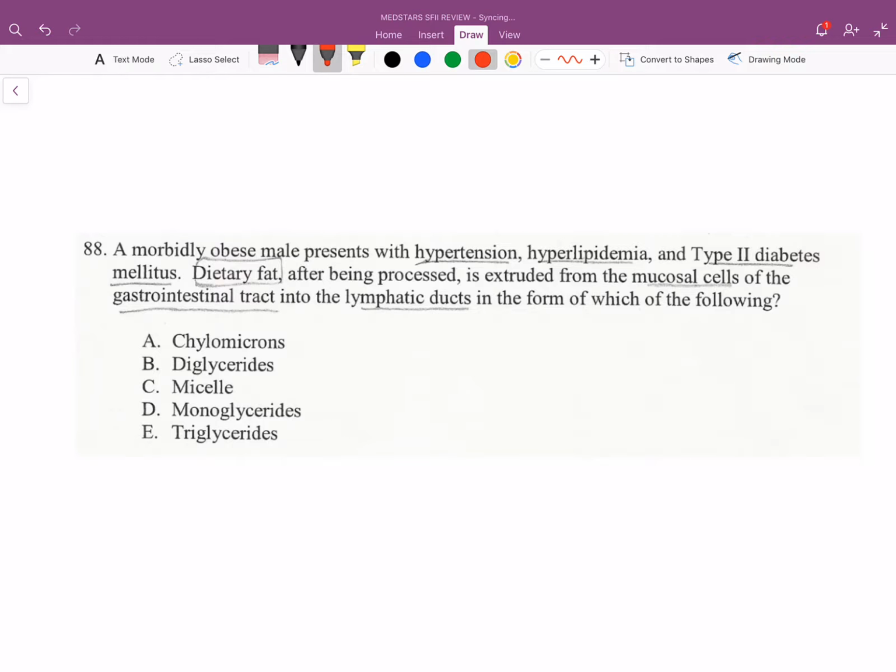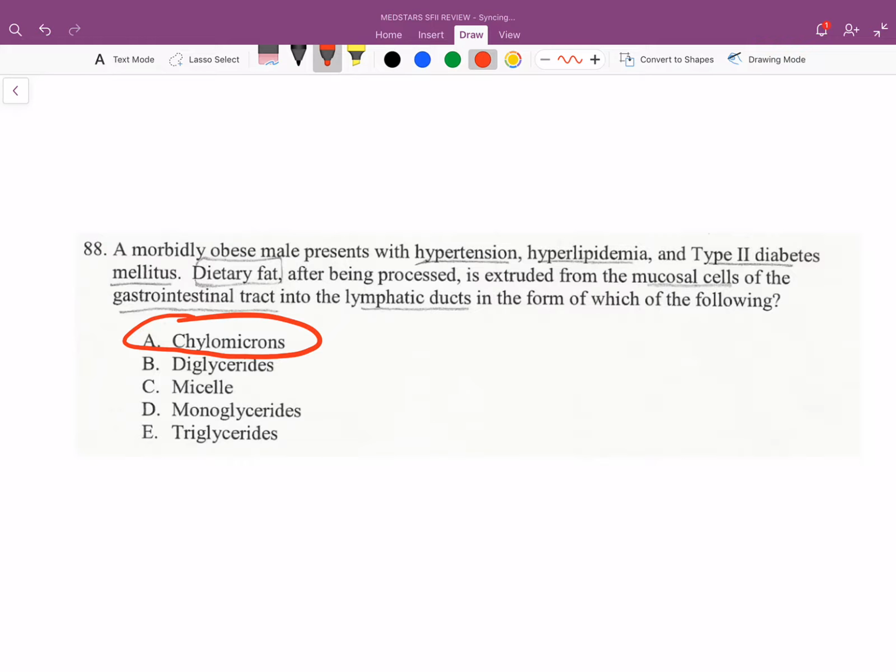All right, so the question is asking, a morbidly obese male presents with hypertension, hyperlipidemia, and type 2 diabetes. Dietary fat, after being processed, is extruded from the mucosal cells of the GI tract into lymphatic ducts in the form of which of the following? The answer here is chylomicrons, right?